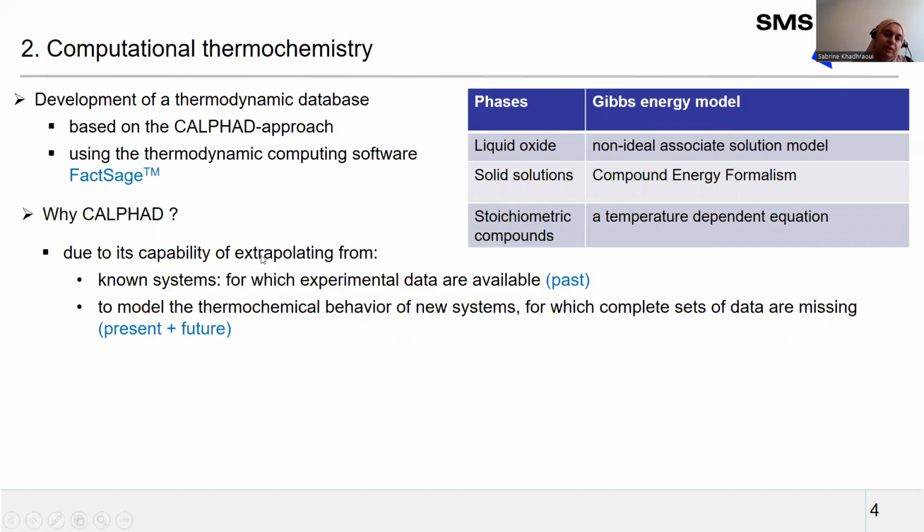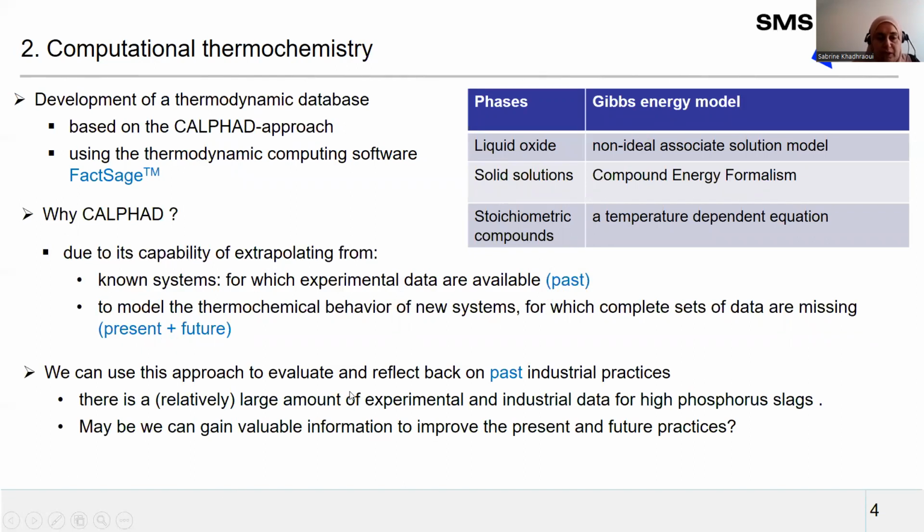So why did we decide to use the CaO-FeO method? It was because it's a consistent method to extrapolate from known systems, so from systems for which we have experimental data, which we know very well, so systems, I would say, from the past, to model the thermochemical behavior of new systems for which we don't have complete sets of data. So systems rather from the present situation or for the future situation.